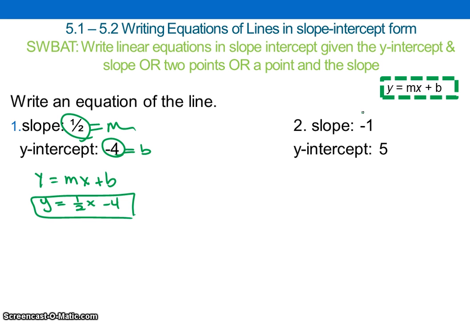Based upon what you just said, my slope is m. That's going to be my -1. My y-intercept is 5. Labeling my m and b, I'll now plug them into the formula. Y equals, instead of m, -1 x plus b, which is 5.